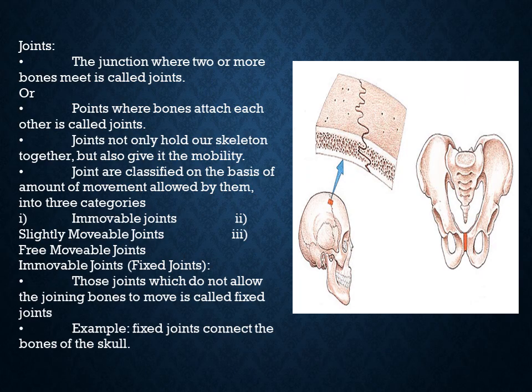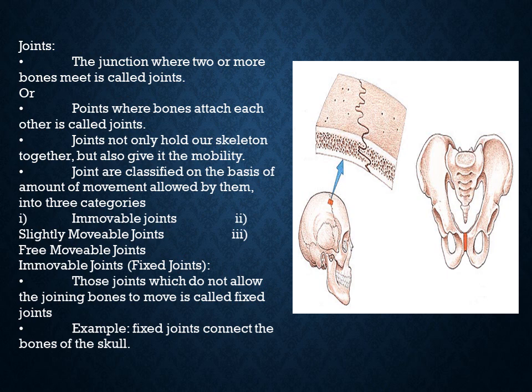Now joints: the junction between two bones is known as a joint. Now let's move to understand another definition of joint. The point where two or more bones meet together is known as a joint. Joints not only hold our skeleton together but also give it mobility.